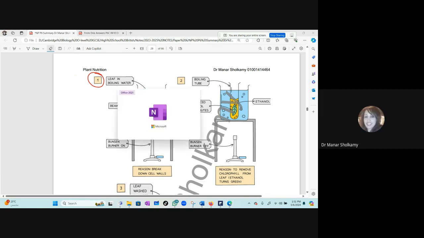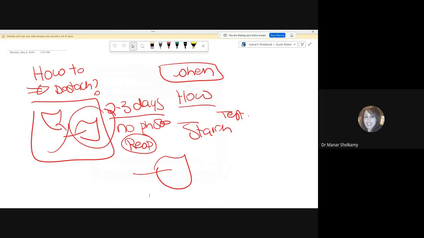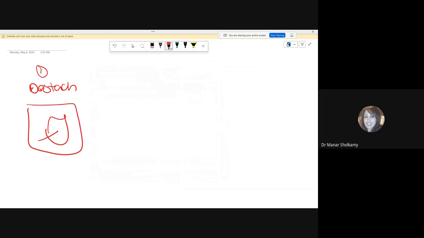Look, my dearest. First, I have a plant. I want to test for the effect of light intensity on photosynthesis. So step number 1, I'm going to destarch the plant. I will put the plant in a dark place for 2 or 3 days so that the plant has no starch. Step number 2, I will go through my investigation.